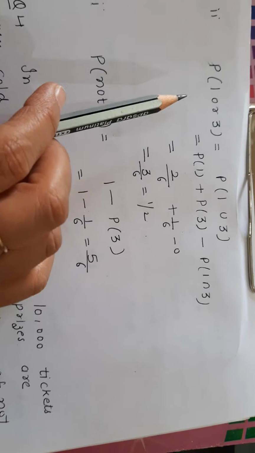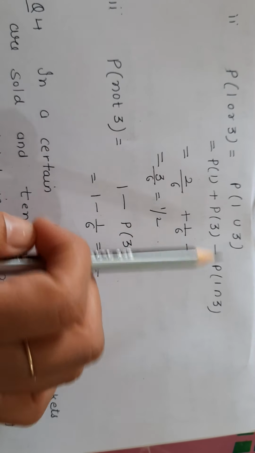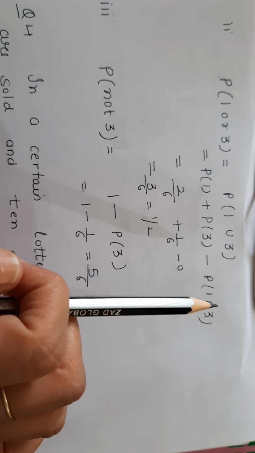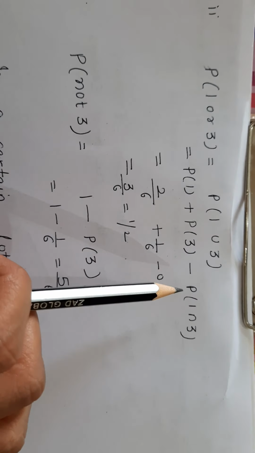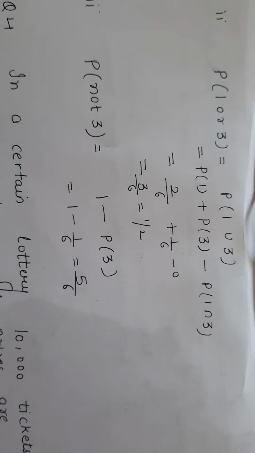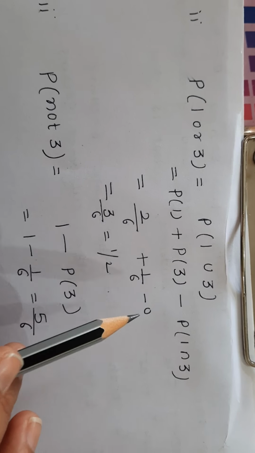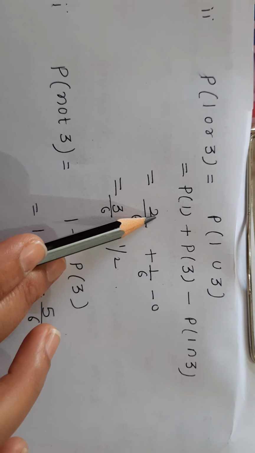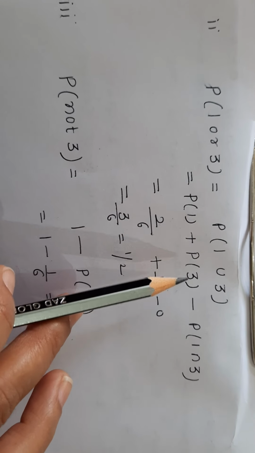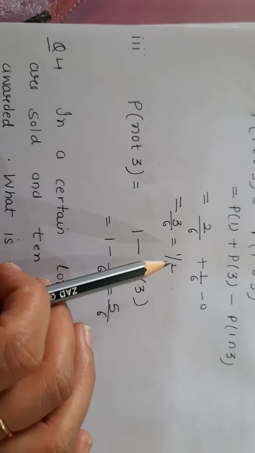The second part, probability of getting 1 or 3. Or means union, apply the formula. At the same time, on the same face, you cannot have both 1 and 3. That means these two events are mutually exclusive. So probability of 1 intersection 3 will be 0. You are having number 1 on 2 faces, so probability will be 2 by 6. And number 3 is on the 1 face, so this is 1 by 6. So answer is 3 by 6, which is 1 by 2.